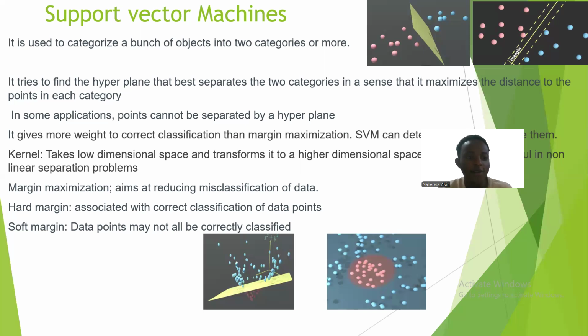But in some applications, points cannot be separated by a hyperplane. So in such an instance, you augment the data with some nonlinear features that are computed from existing ones. After that, you find the separating hyperplane in this dimension, as I'm showing down here. And what you do, you use that hyperplane to separate these data points, and then you project this back to the original space. The kernel trick explains this very well.